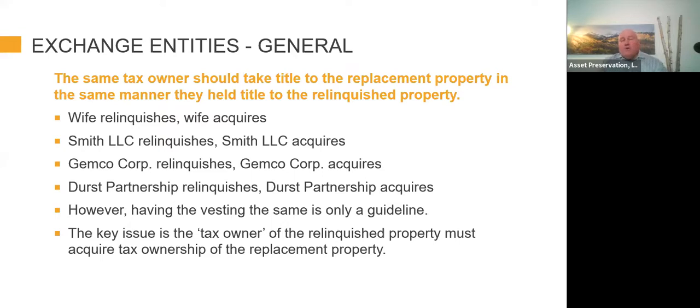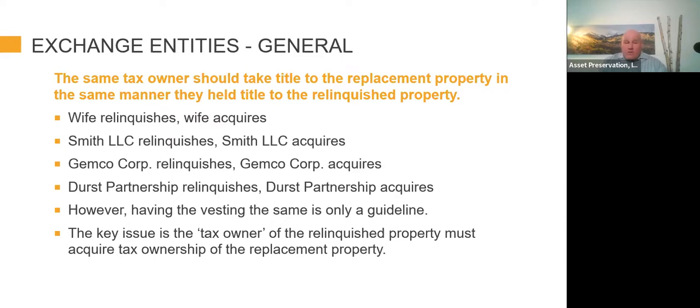It's really important when you're dealing with that you look at who is the tax owner who's held it for investment, and make sure that they buy the replacement property. So if the wife has held it for investment, the wife should purchase the replacement property. What sometimes comes up is people say, well, what about just quit claiming, putting it on my spouse right before I close?